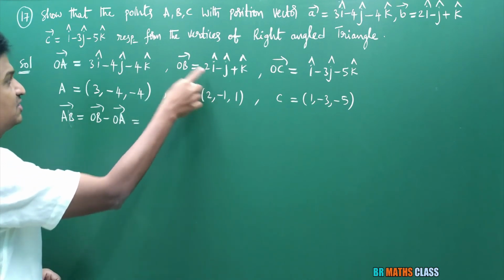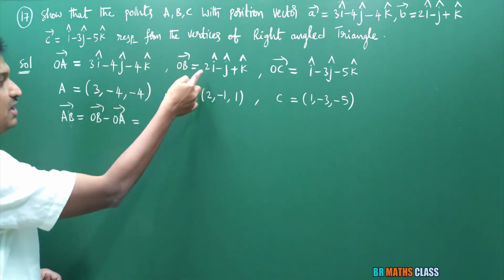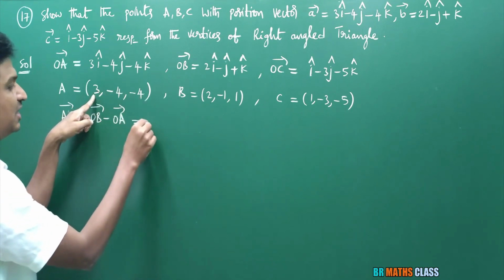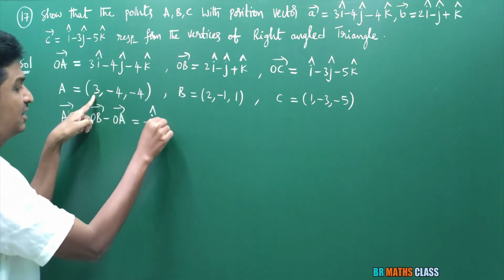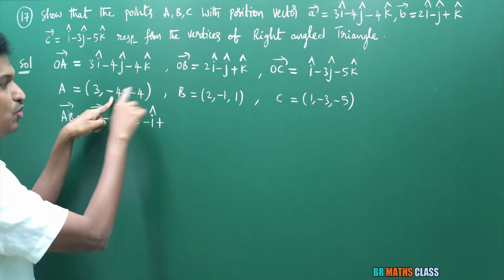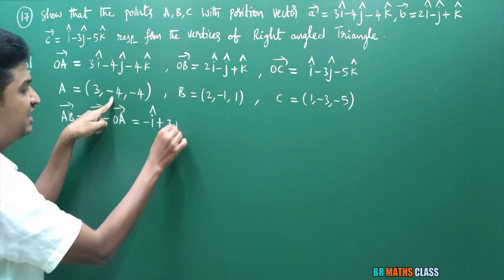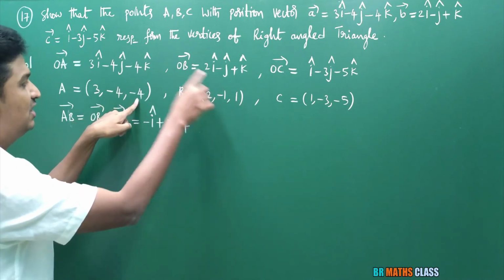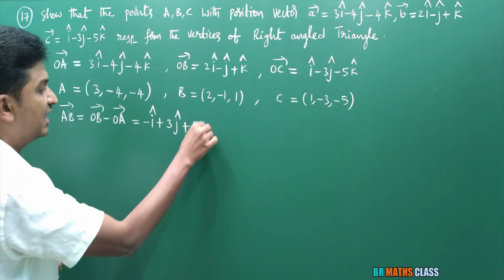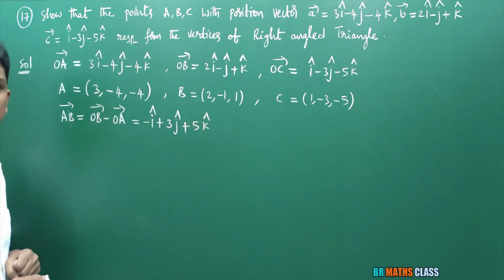See here, subtract these 2 vectors, OB bar minus OA bar. 2 minus 3 is minus 1, that is minus i cap, plus minus 1 minus of minus 4, that is minus 1 plus 4, which is 3 j cap, plus 1 minus of minus 4, that is 1 plus 4, which is 5 k cap. So I got the vector AB bar.